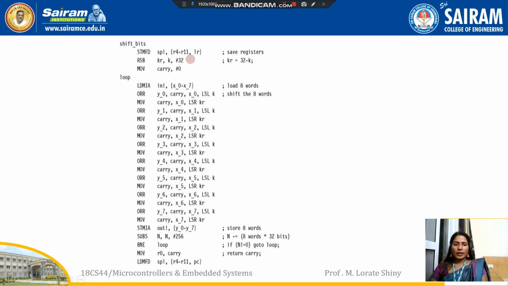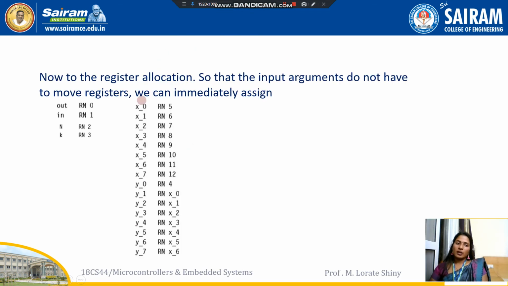Now we have to allocate registers for the variables. Here we used so many variables, and for each variable we will allocate registers. First, for out R0 is assigned, R1 is assigned for in, for n R2 is assigned, for k R3 is assigned. So registers 0, 1, 2, 3, all four registers are used. Next, X0 to X7: we will use 5, 6, 7, 8, 9, 10, 11 and 12. Next, we have Y0 to Y7.